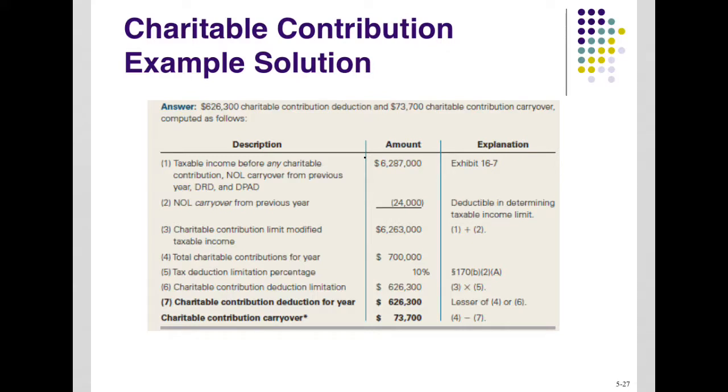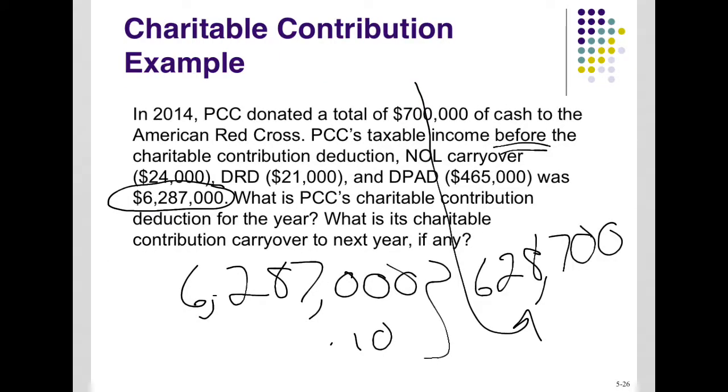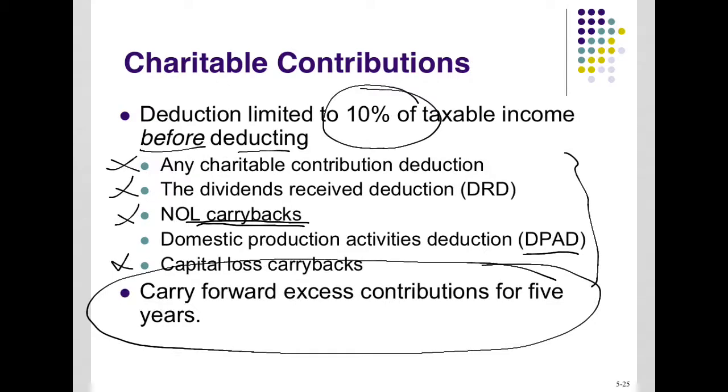Oh, okay. So let's go back to the rule. You notice the NOL carrybacks are what is added back to the taxable income. So here they fooled you. They fooled me anyway. This is an NOL carryover. So if the net taxable income was 6.287 before these items were deducted, the NOL carryover can be deducted, because it's only the carryback that can't be.